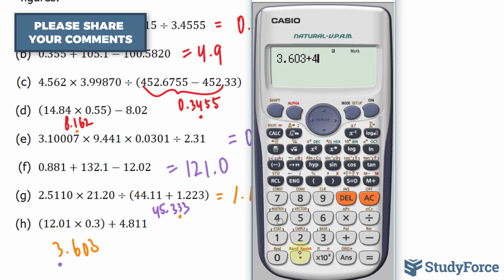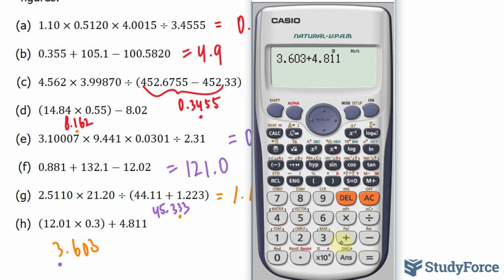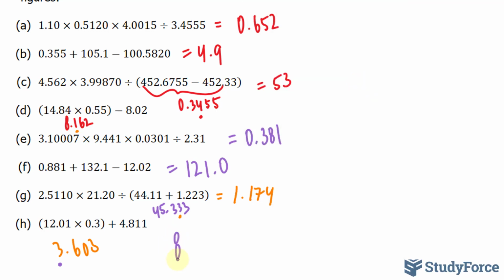Plus 4.811. And remember, the rule for adding is that you retain the lowest number of significant figures after the decimal. This has none. This has 3. So your final answer, this is 8.414. 414 are insignificant. Our final answer is simply 8.